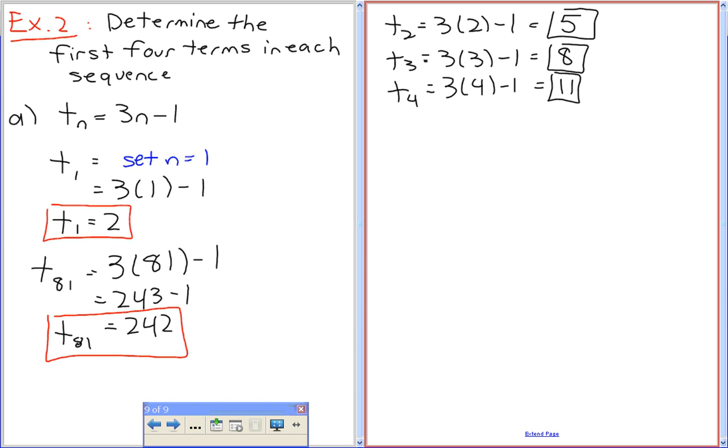Okay, I want you guys to do B, C, and D for me right now. B is going to be, I'm going to make this easier for you. I'm going to say, find T5, T6, and T12 for the following.